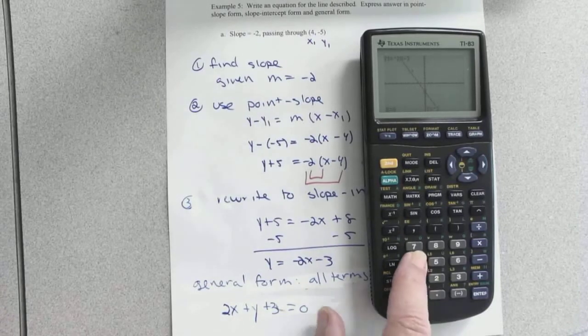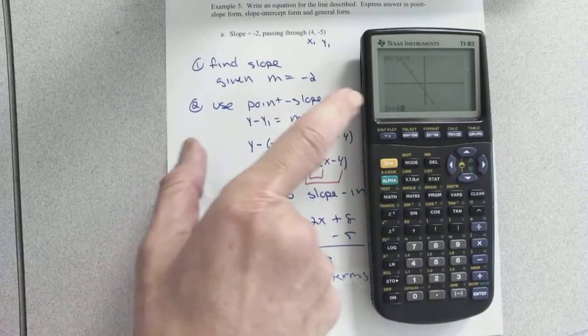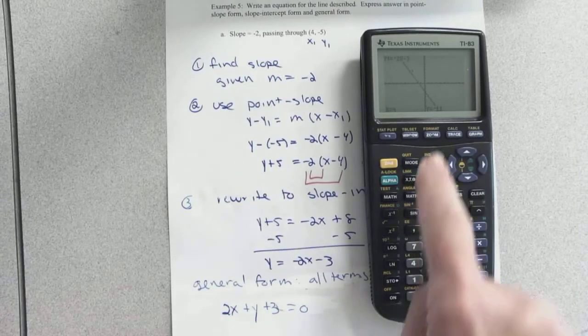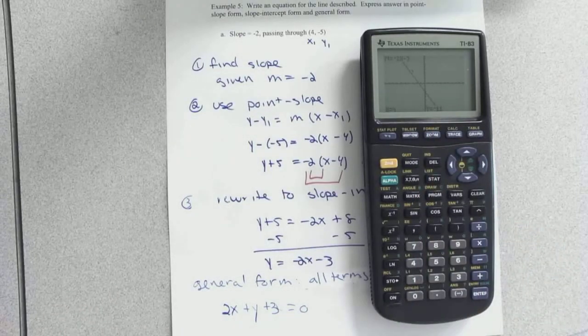So now I'm just going to type 4. And notice down at the bottom of the screen it says x equals 4. And then hit enter. And then it pops to the point and gives you the coordinates, and it says y equals -11. So something ain't right. It's supposed to go through the point (4, -5), and that guy goes through (4, -11).